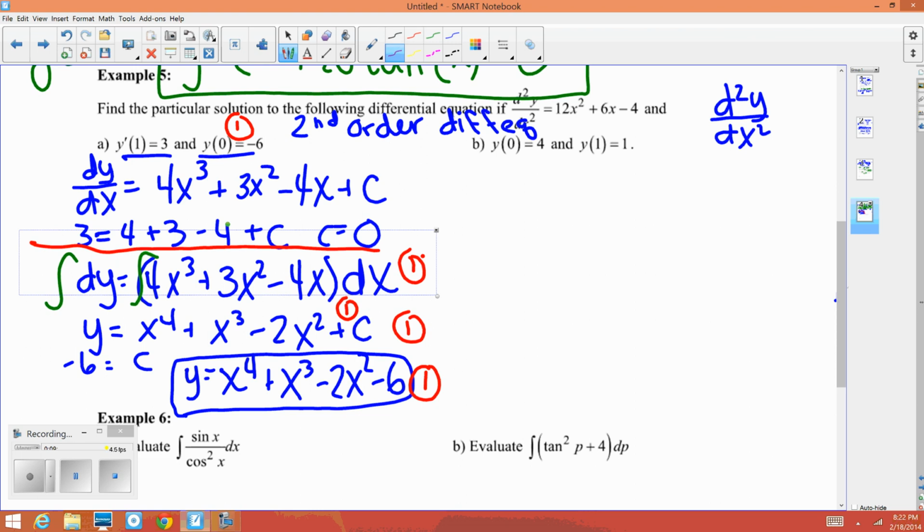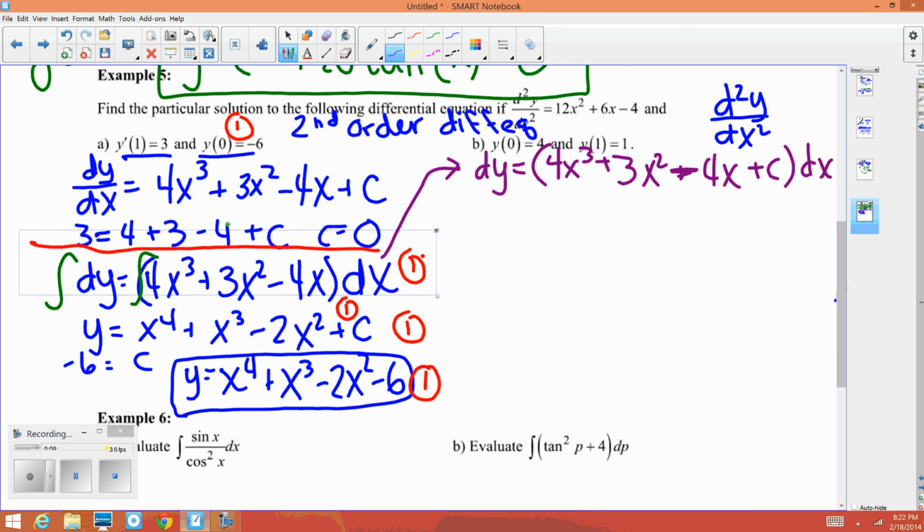All right, so let's move on to this next one because this one's a little bit different. I'm going to just pick up where we left off here. dy equals 4x cubed plus 3x squared minus 4x plus c dx. All right, so this one's going to be a little bit different because I don't have y prime of any number. I don't have any values that work for this. So we're going to integrate again.